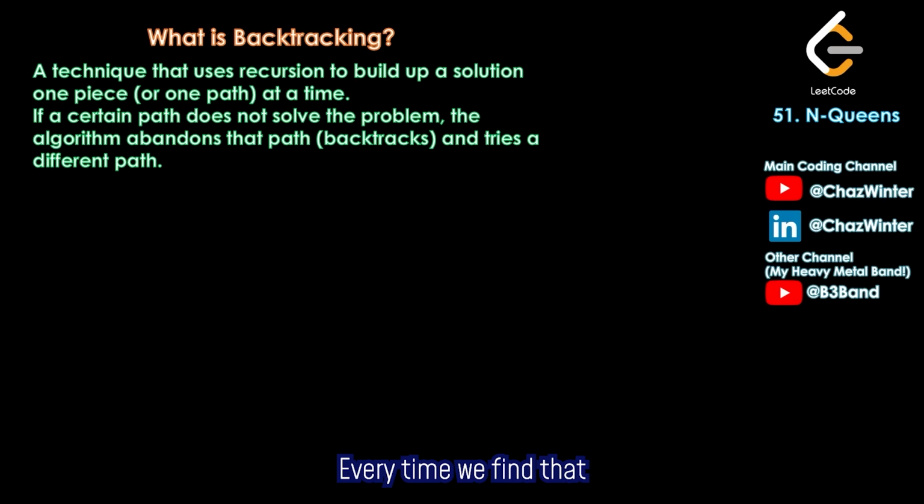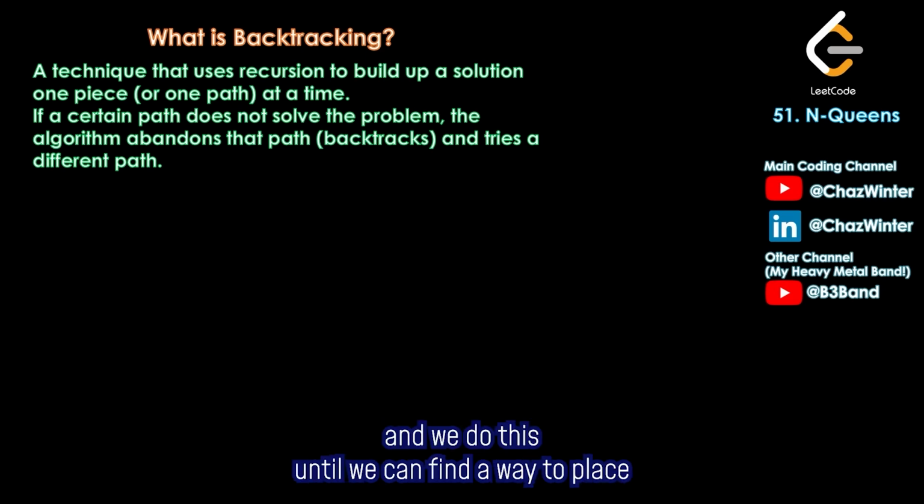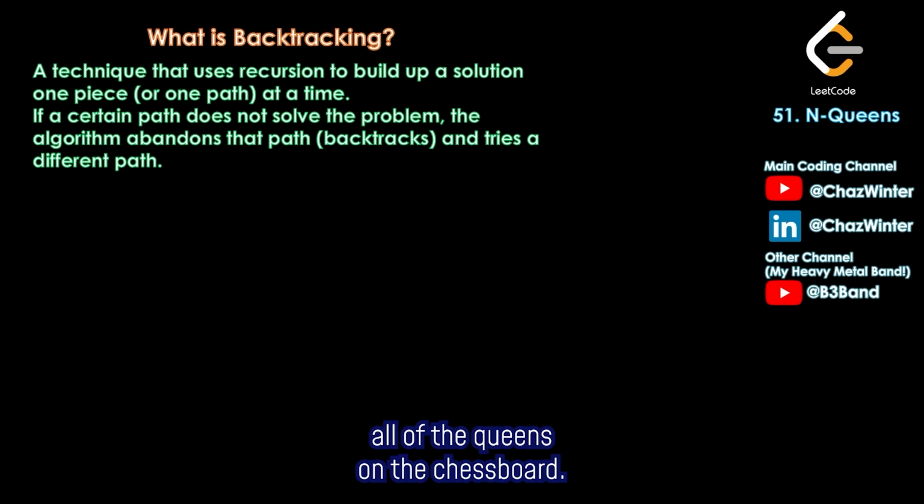Every time we find that it is impossible to place a queen, we go back one step. And we do this until we can find a way to place all of the queens on the chessboard. And at that point, we have a valid solution, and we can submit it as part of our master list.